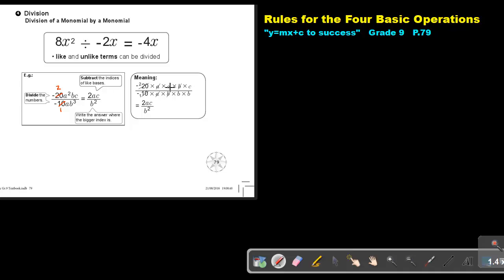So there are 2 A's, 1 B and 1 C. There is 1 A and 3 B's, and it works on the cancelling out. So one of the A's cancels and one of the B's. So what is left? A, C.